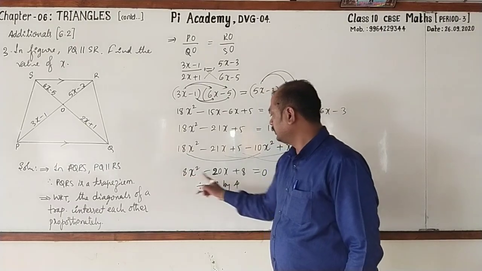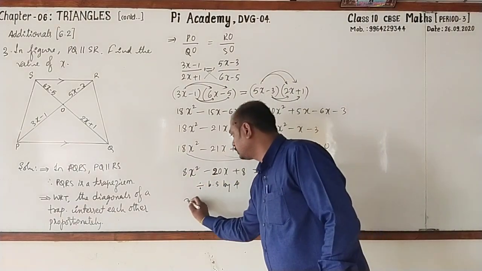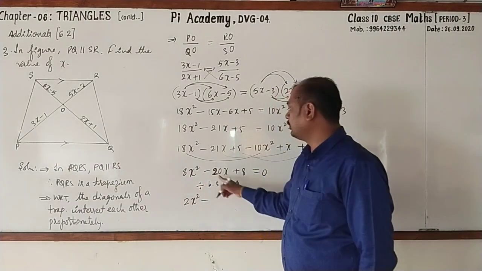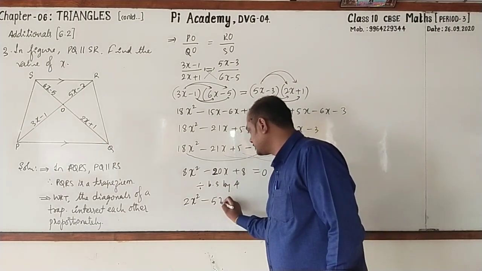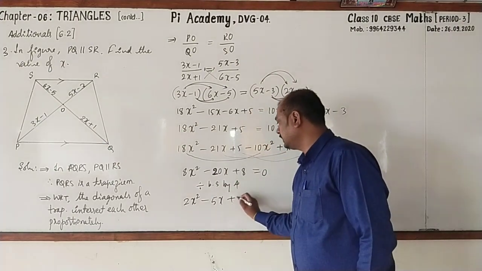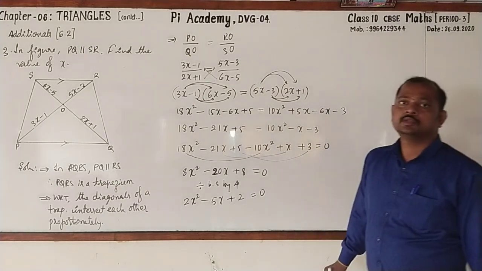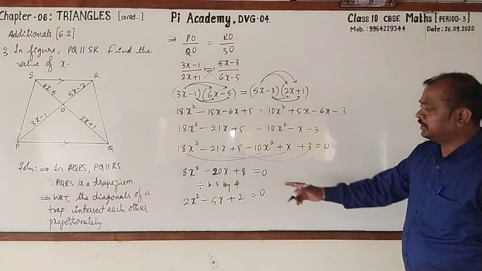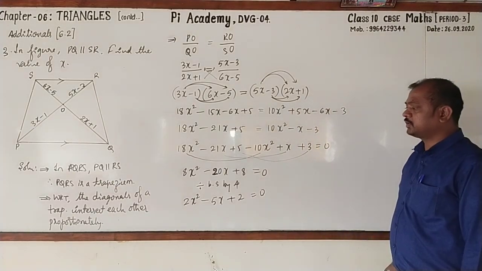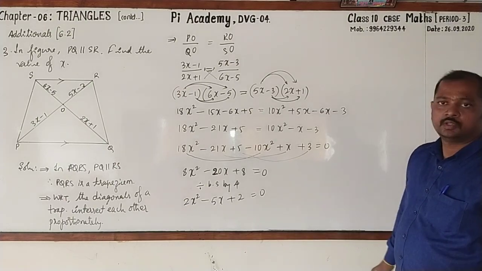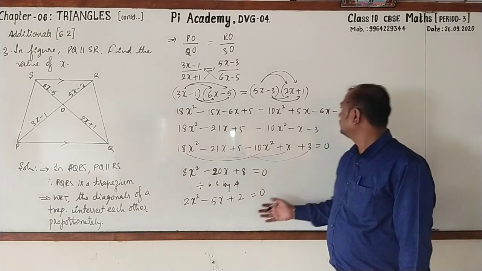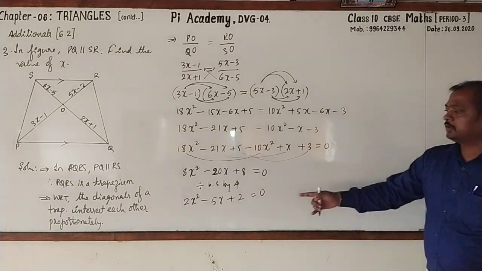4. Then 4 how much are 8? 2, sir. 4 how much are 20? 5, sir. 4 how much are 8? Again 2, sir, is equal to 0. Then how do you go for solving this? 2x square minus 5x plus 2. Can we go for factorization? Yes, let's try that. Now look here.